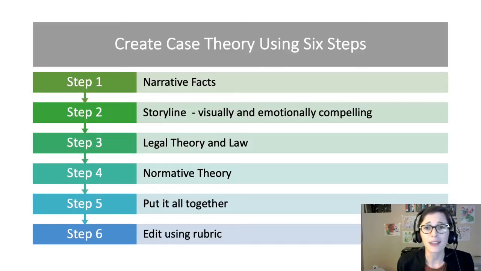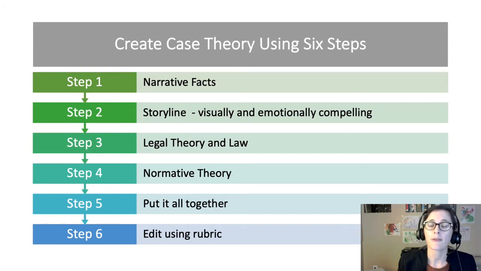So, how do you create a case theory? Well, we have 6 steps for you to take when drafting your case theories. 1 is to think about your narrative facts. I encourage you to revisit our readings for this week and also our video on narrative to refresh yourself on the central elements of narrative. These include characters, events, causation, normalization, master plots, and closure.